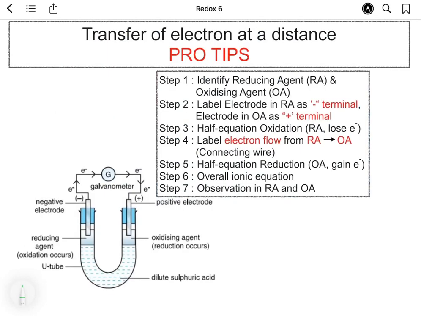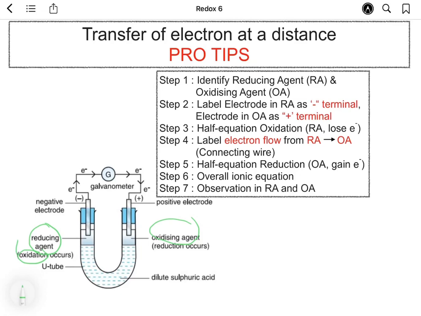Now, before we discuss example of reaction to study transfer of electron at a distance, I will work with you to discuss step-by-step process to understand transfer of electron at a distance. So step 1, we will identify the reducing agent and the oxidizing agent that is provided. Step 2, we need to label the electrode as negative terminal or positive terminal.